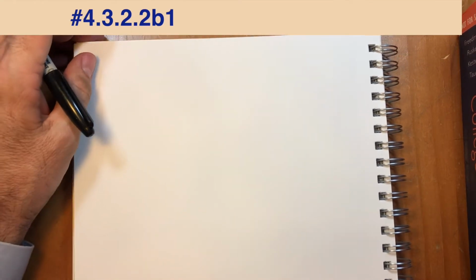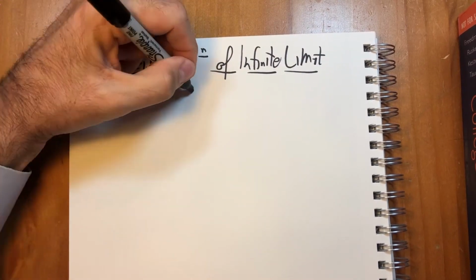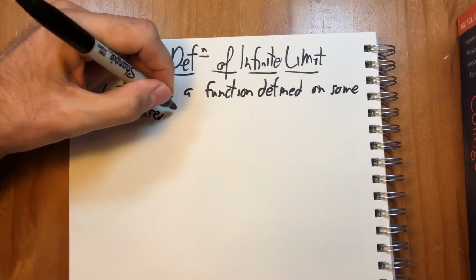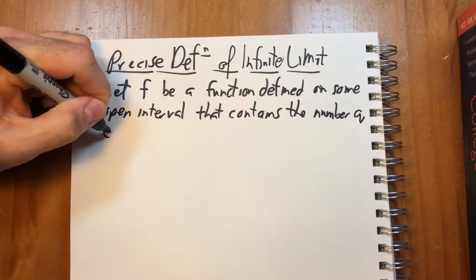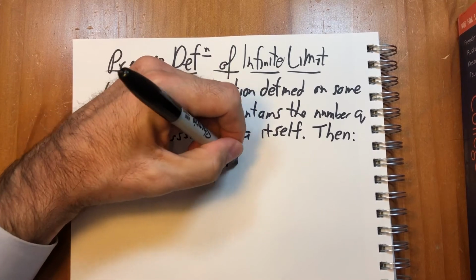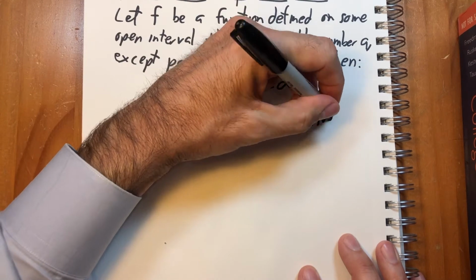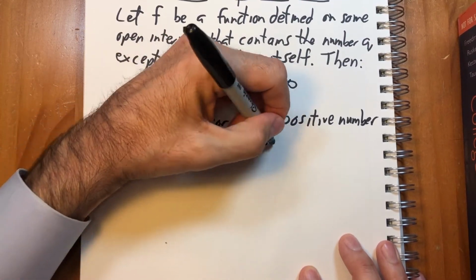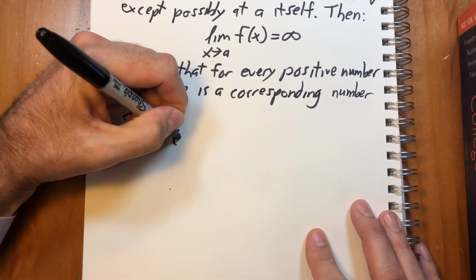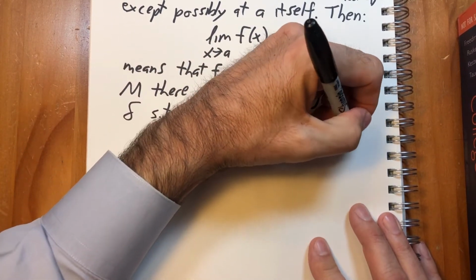Infinite limits can be defined in a precise way that is very similar to how we defined limits. So here's the precise definition of an infinite limit. Let f be a function defined on some open interval that contains the number a, except possibly at a itself. Then the limit as x approaches a of f of x equals infinity means that for every positive number m, there is a corresponding delta such that f of x is greater than m whenever the absolute value of x minus a is less than delta.